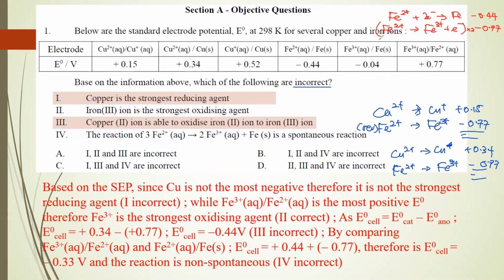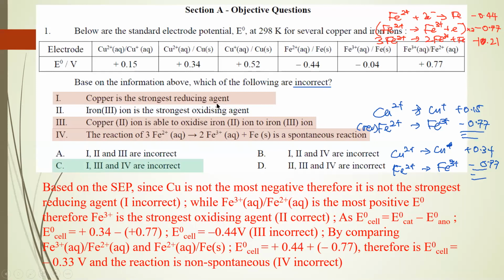So in here, we shall have 3 Fe2+ giving 2 Fe3+ plus Fe, and the E0 cell in here is negative 1.21. So E0 cell is negative, the reaction is non-spontaneous. So the best answer in here is 1, 3, and 4. Okay, so that is for question number 1.